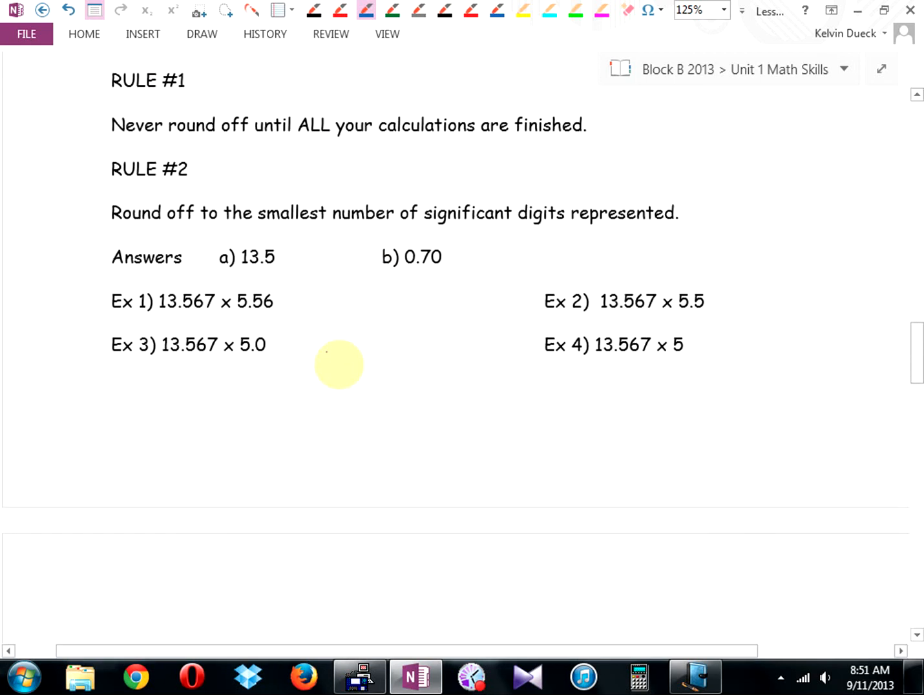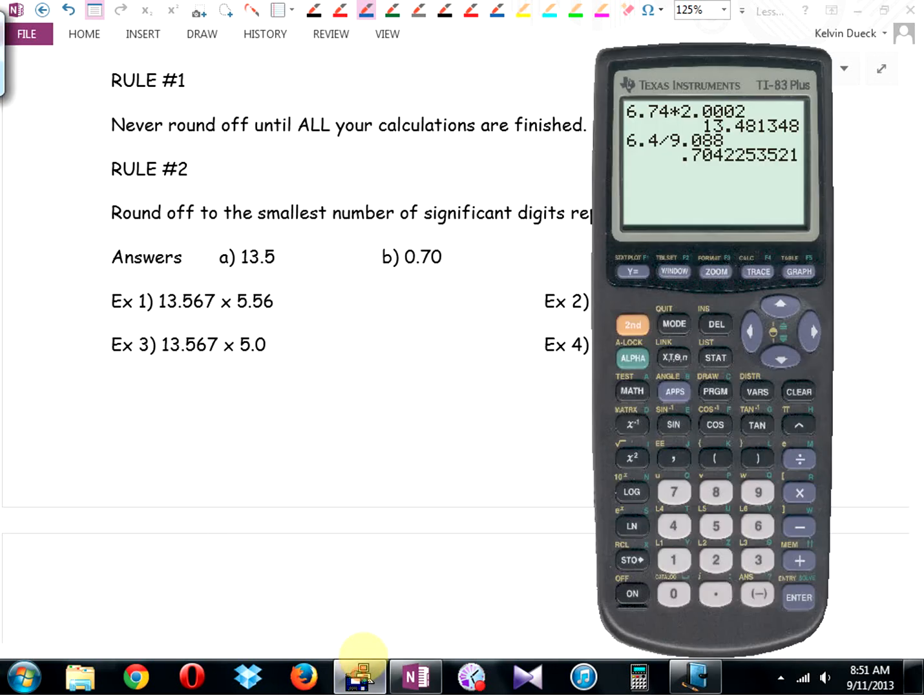So let's try example 1 here. And I kind of said to you, I can sort of do this without showing work. So in example 1, how many sig figs are we going to round off to? Brad? 3. So I go to my calculator, 13.567 times 5.56, 75.4.